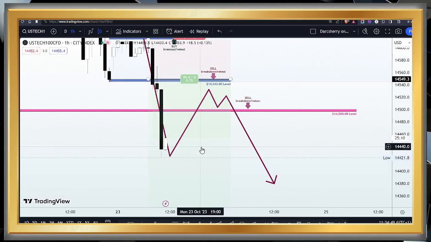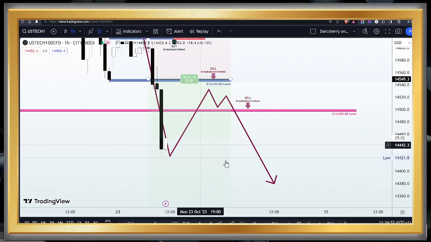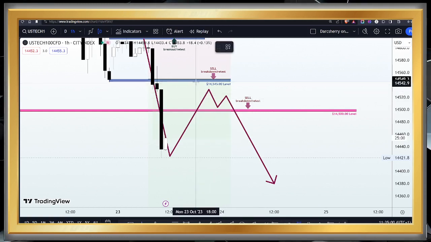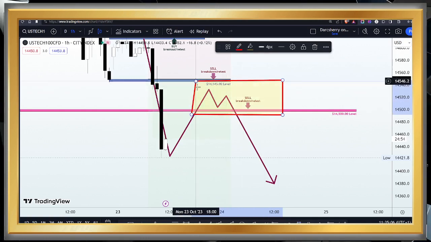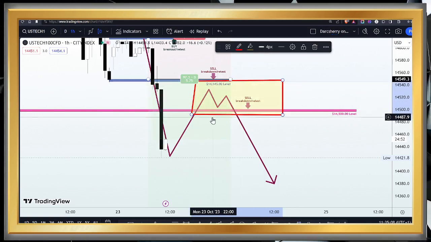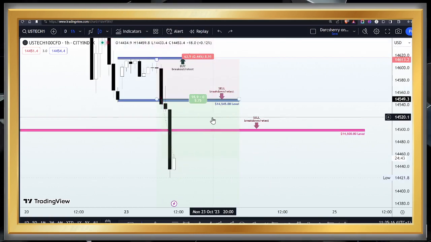So for those of us who had missed out on these selling opportunities, let's wait and see if the market will present new opportunities in the form of a retest of the zone between the 14,545 and the 14,500 area. So let's see if the market will retrace back into that area. So that is one perspective we are going to be looking at for today as regards the USTech 100.